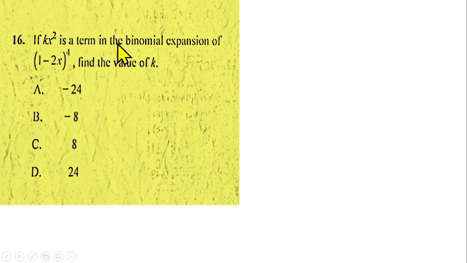If ks squared is a term in the binomial expansion of (1 minus 2s) raised to the power 4, we have to find the value of k. All you need to do is to expand this up to the power s raised to the power 2. So we have (1 minus 2s) raised to the power 4. If you expand, the first term is 4 combination 0 multiplied by 1 raised to the power 4 multiplied by (minus 2s) raised to the power 0.